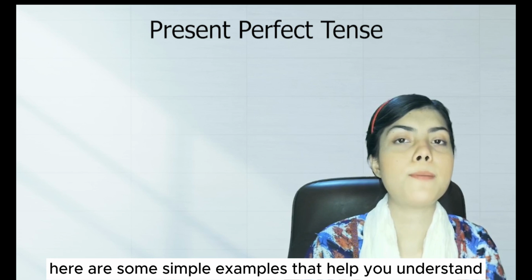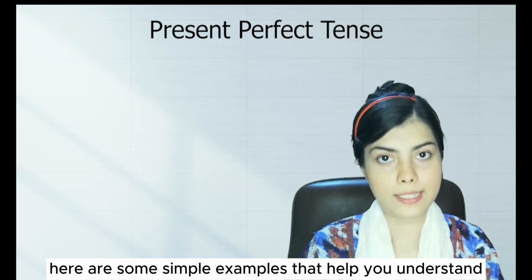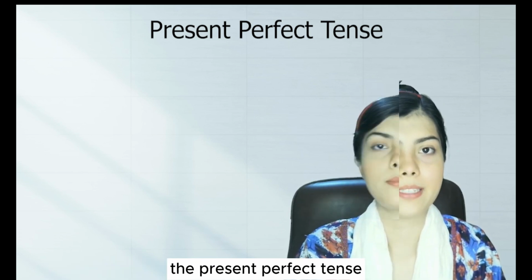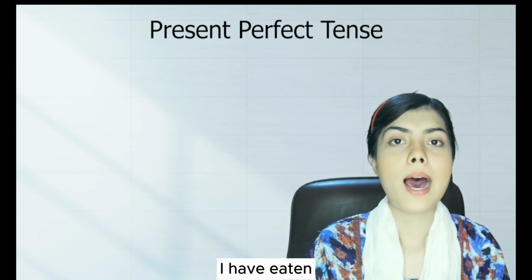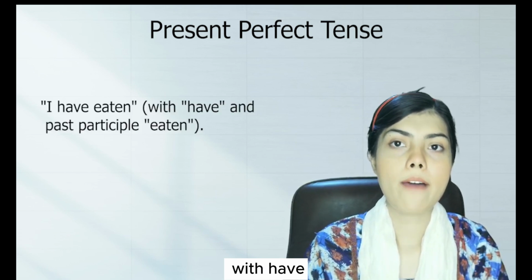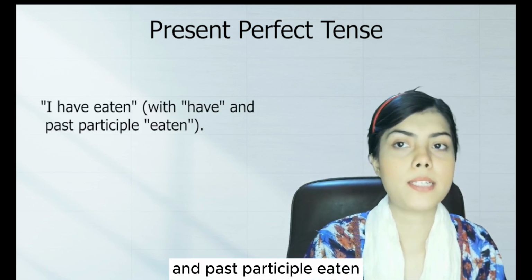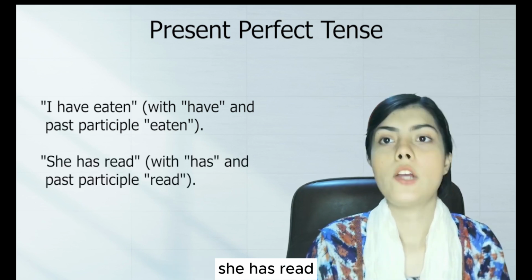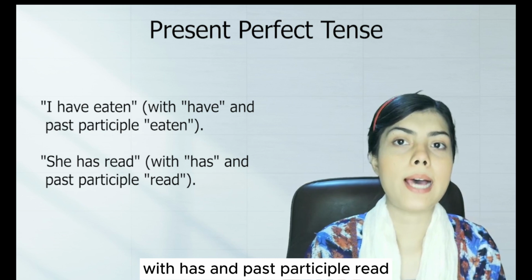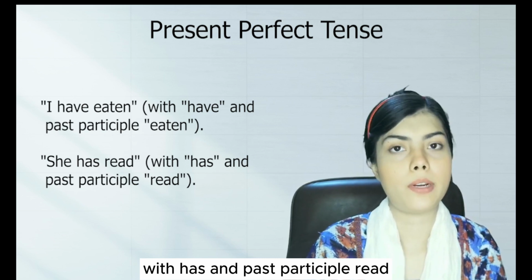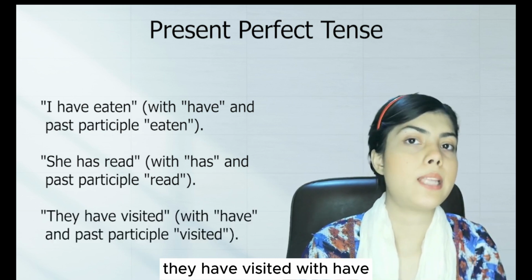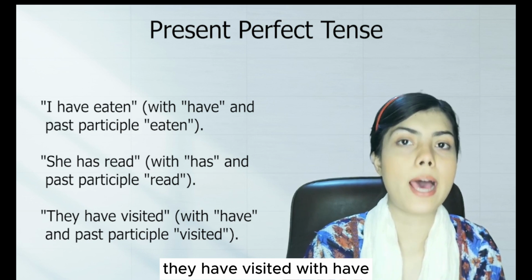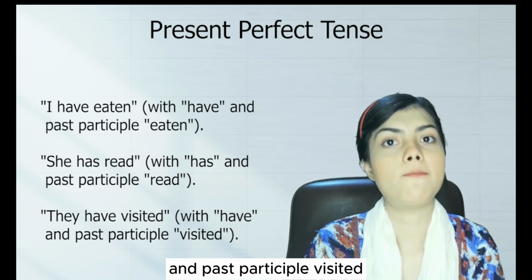Here are some simple examples that help you understand the present perfect tense. For example, I have eaten. Have with have and past participle eaten. And the next example is she has read with has and past participle read. And the next example is they have visited with have and past participle visited.